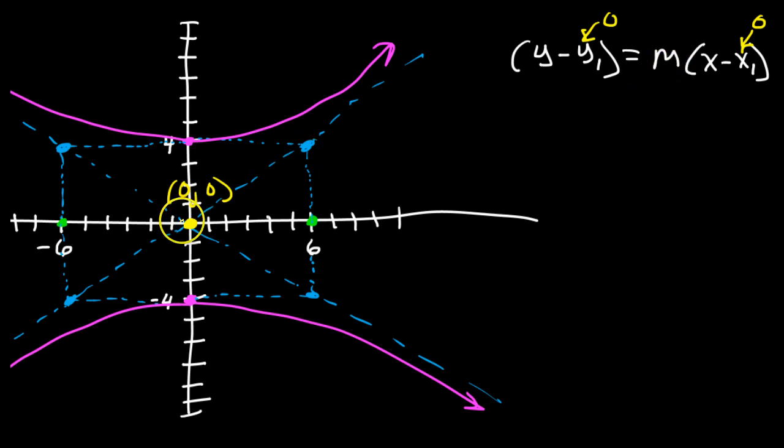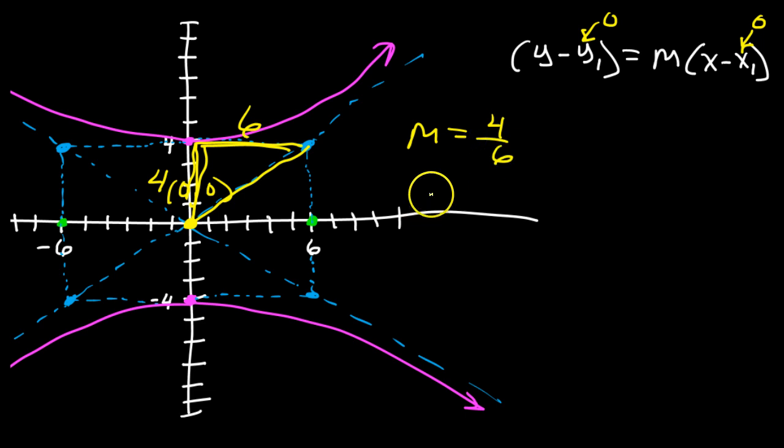For the slope, you can really look at the rectangle very easily. Look at this portion of the asymptote. What is the rise and what is the run? Rise over run. Well, it's up 4 and over 6. Okay, so my slope is 4 over 6, which reduces down to 2 over 3.